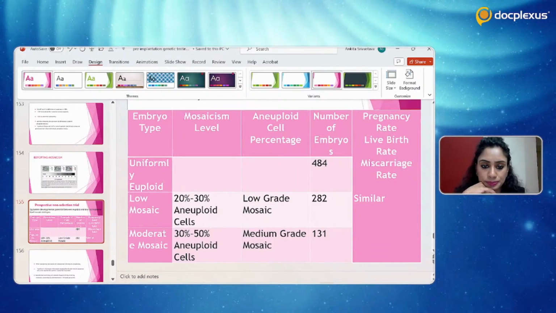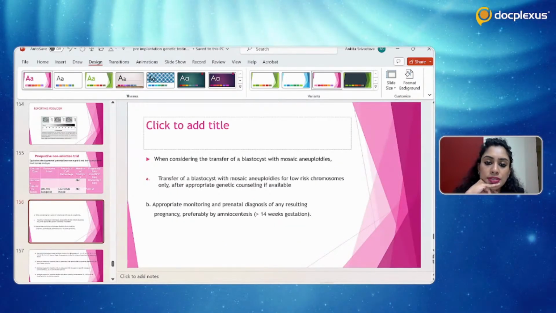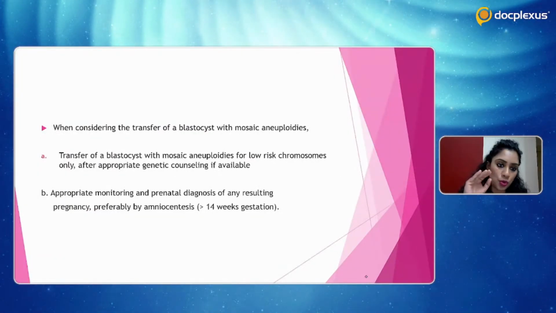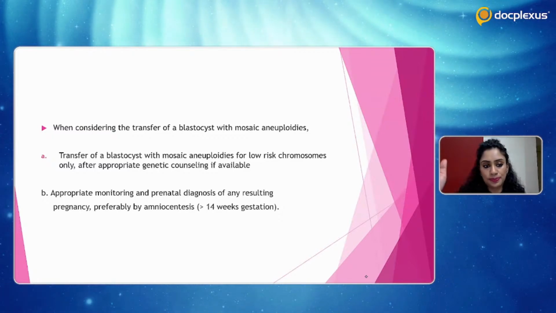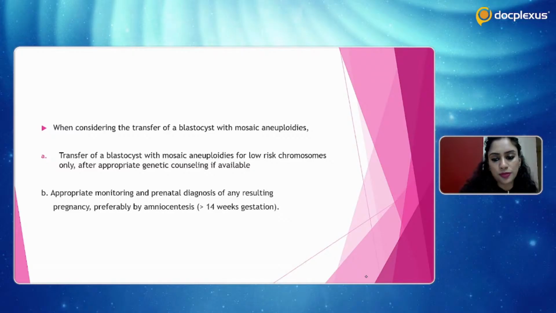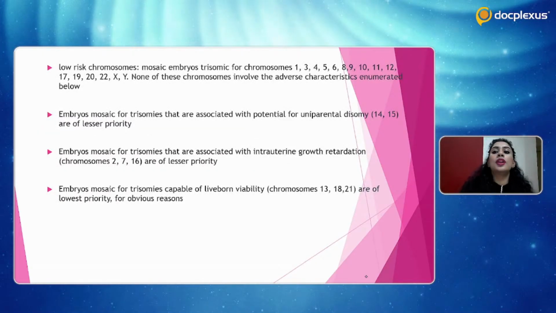When considering the transfer of a blastocyst with mosaic aneuploidies, you have to transfer a blastocyst with mosaic aneuploidies for low risk chromosomes only, after thorough and appropriate genetic counseling. Appropriate monitoring and prenatal diagnosis of any resulting pregnancy, preferably by amniocentesis at more than 14 weeks gestation, has to be done. Now, what are these low risk chromosomes?